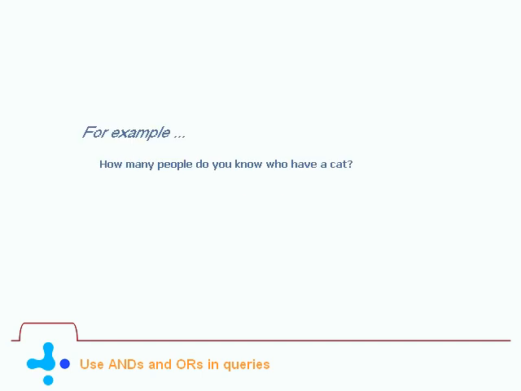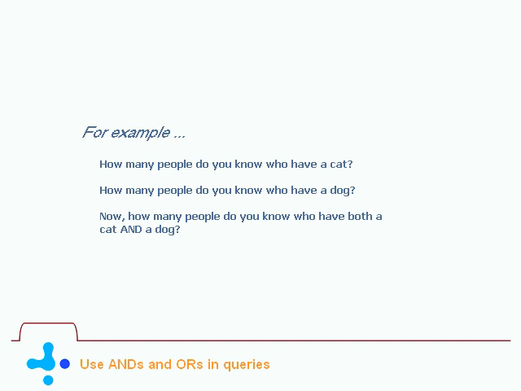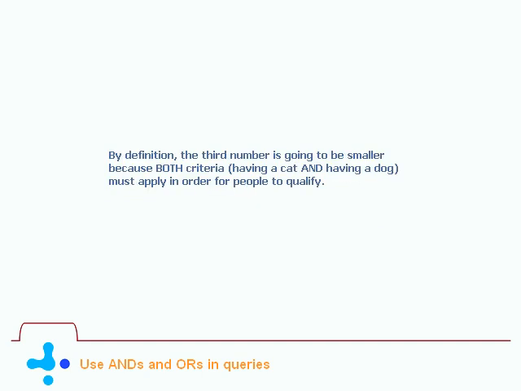For example, how many people do you know who have a cat? How many people do you know who have a dog? Now, how many people do you know who have both a cat and a dog? By definition, the third number is going to be smaller because both criteria, having a cat and having a dog, must apply in order for people to qualify.